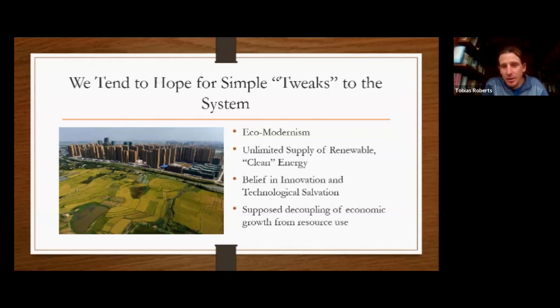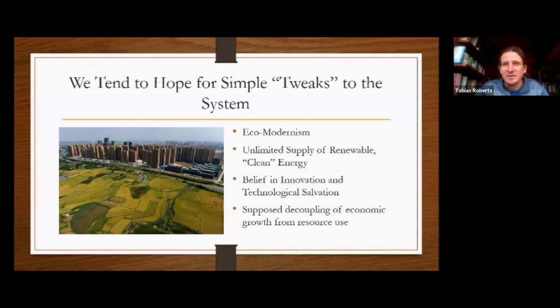Another naive hope, I think, is that we're going to find an unlimited supply of renewable, clean energy. This is tied in with the next one: belief in innovation and technological salvation. The idea is that we might have been pretty close to global economic collapse in 2008, but the engineers and the scientists found out about fracking, and they saved us, for the short term. And so there's all this hope that all we have to do is figure out how to really improve solar energy. Maybe we'll figure out how to do nuclear fusion someday so that we can have an unlimited supply of energy, and everything else will be fine.